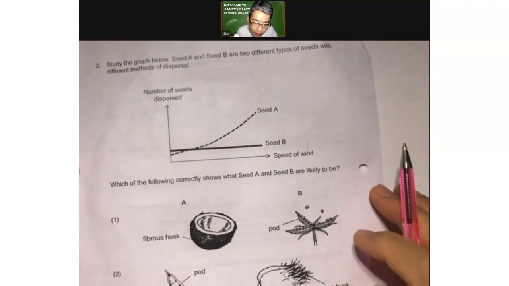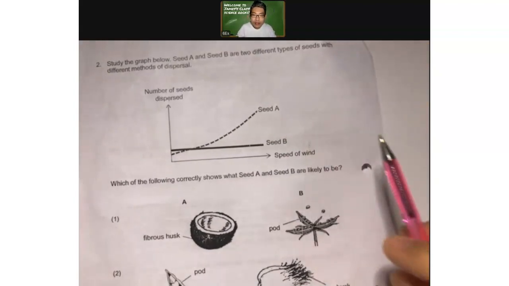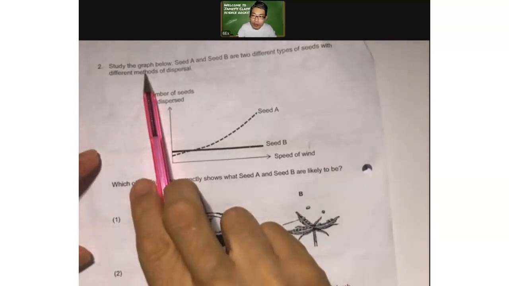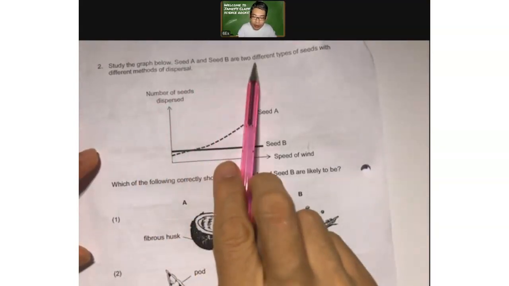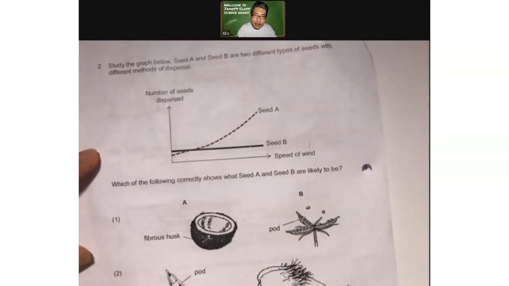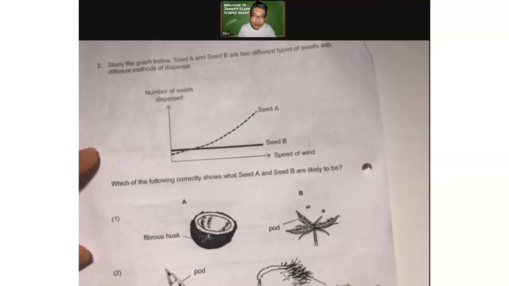Now, questions become tougher when they throw in a graph, so you need to understand how a graph works. So study the graph below. Seed A and B are two different types of seeds with different dispersal methods. Typically, seeds that are dispersed by wind can travel a much further distance compared to seeds that are dispersed by, let's say, explosive action.